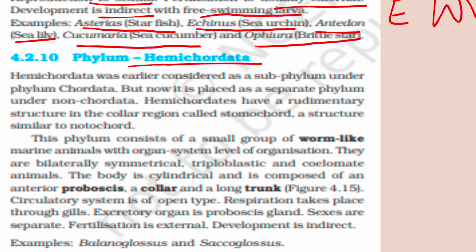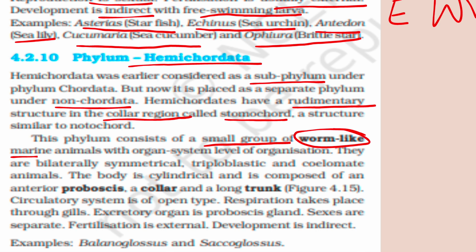Hemichordata. Hemichordata was earlier considered as subphylum in Chordata, but now it is separate. Hemichordata have rudimentary structure in collar region called stomochord. It is similar to notochord structure. This phylum consists of a small group of worm-like marine animals with organ system level of organization. They are bilaterally symmetrical, triploblastic, and coelomate.